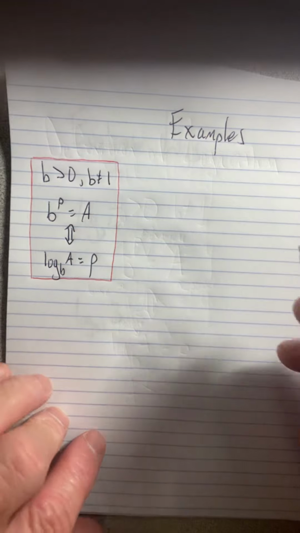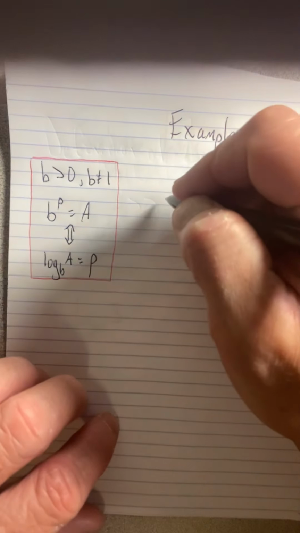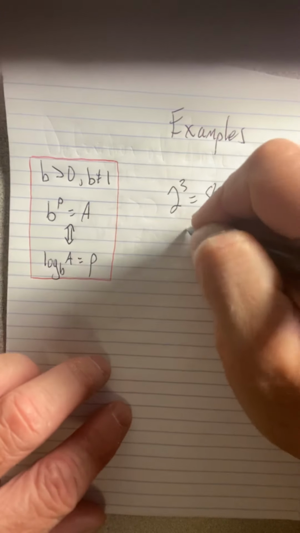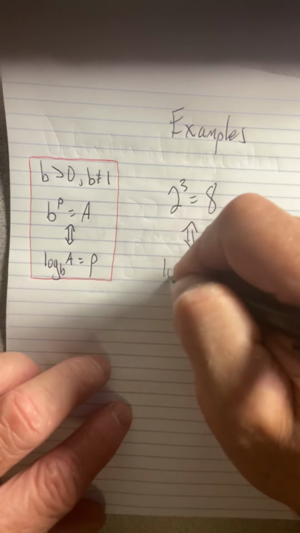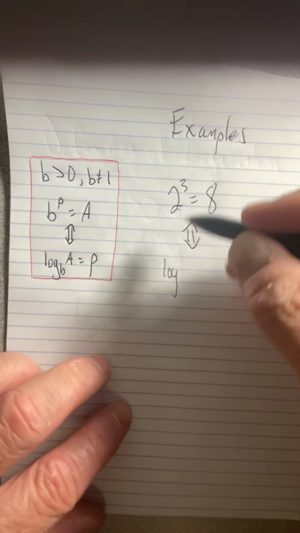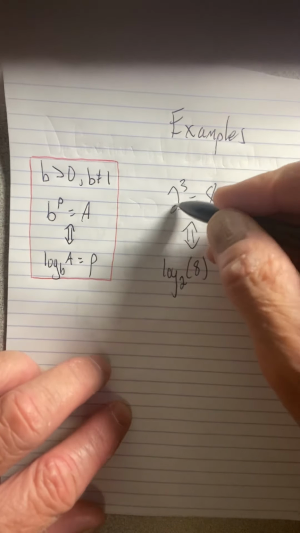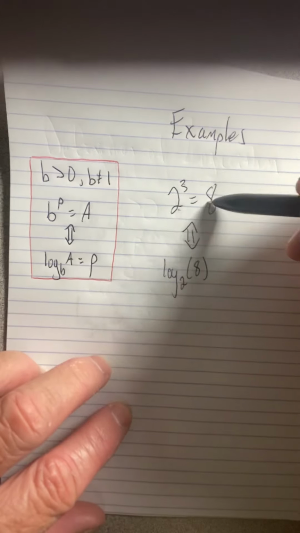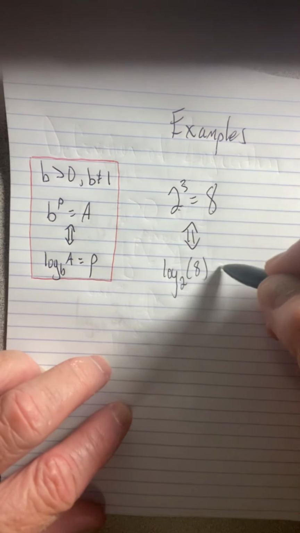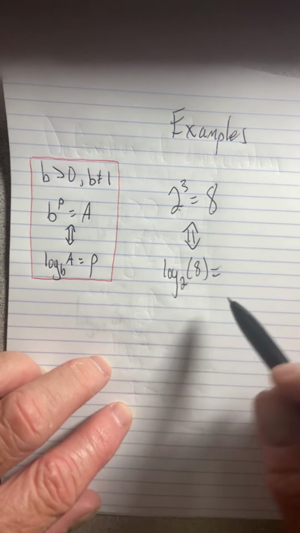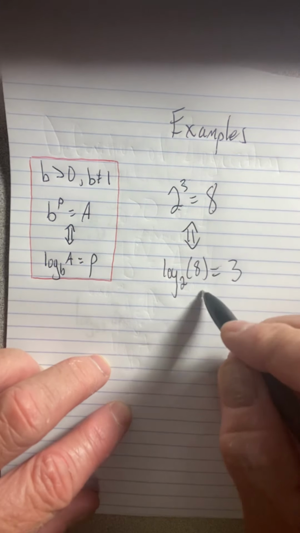Let's do some examples. So like maybe, let's think about 2 to the 3 equals 8. Well then, log base 2, because the base is 2. The power is 8. 8 is the third power of 2. You see why the confusion between exponent and power comes from. Well, what is the exponent that we put on 2 in order to get 8? Well, that would be 3. So the log is equal to 3.